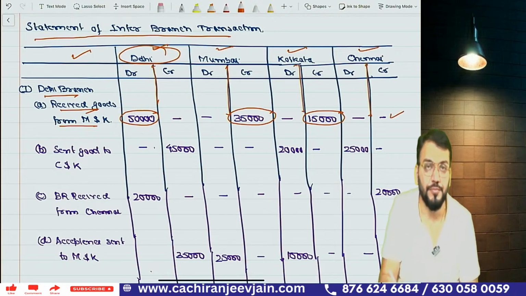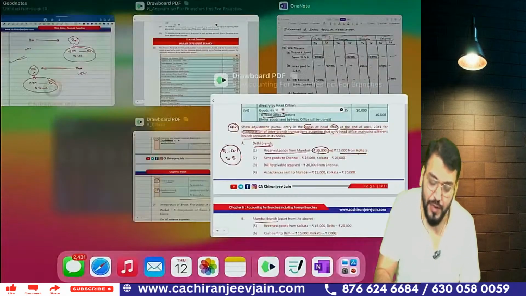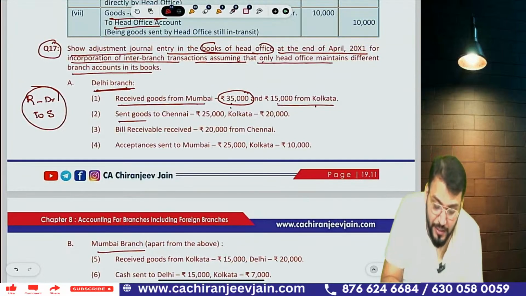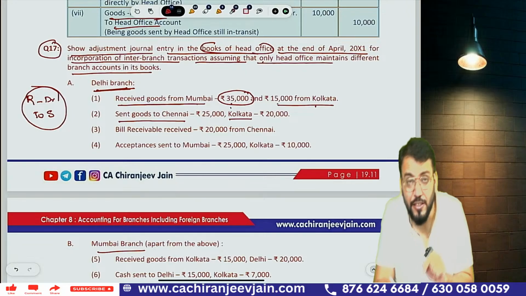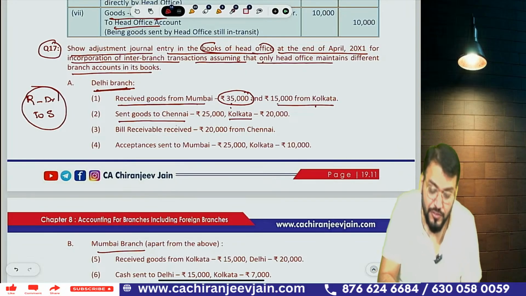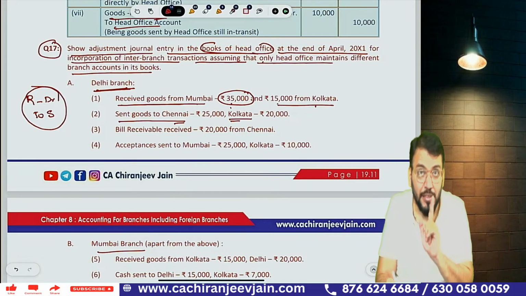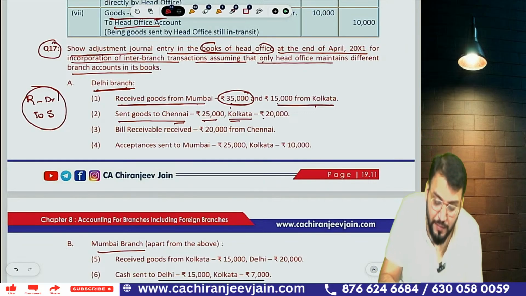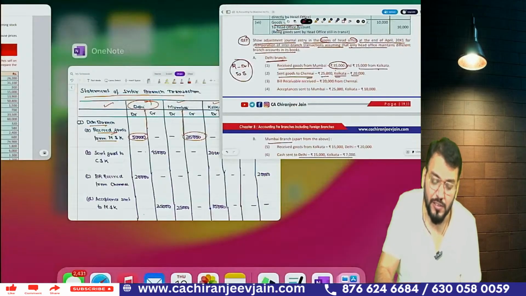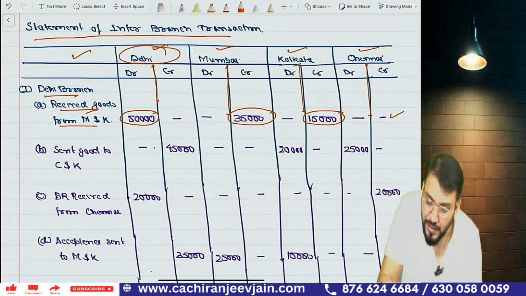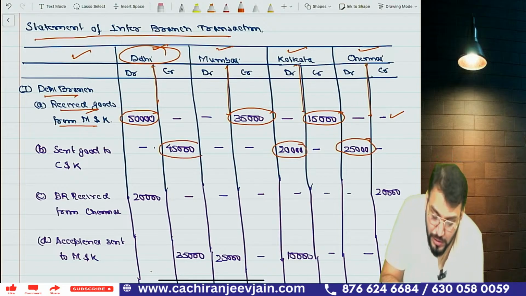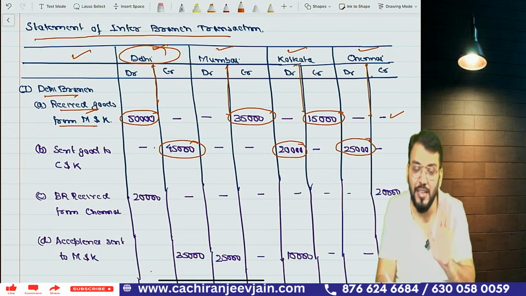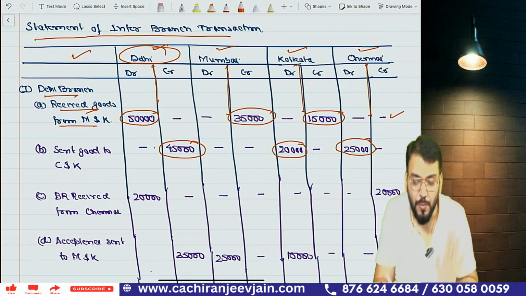Have you understood? Second transaction, what have they given? Delhi branch sent goods to Chennai and Kolkata. So Delhi branch sent, so Delhi will now be credited and Chennai and Kolkata will be debited, with 25 and 20. So you can see Chennai and Kolkata. What I have done? Chennai has been debited, Kolkata has been debited and Delhi has been credited with the total amount, that is 45,000. Understood? Got this point? Yes, sir.